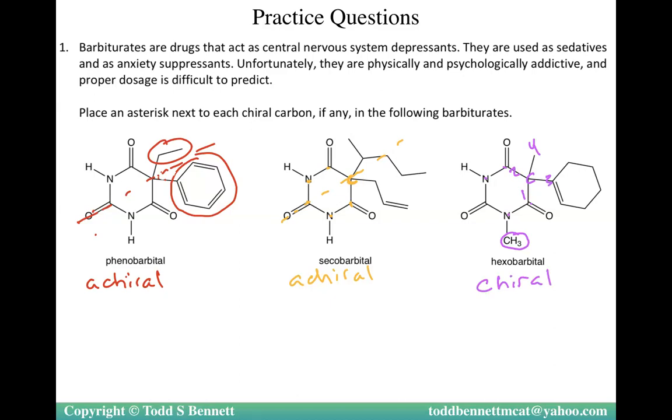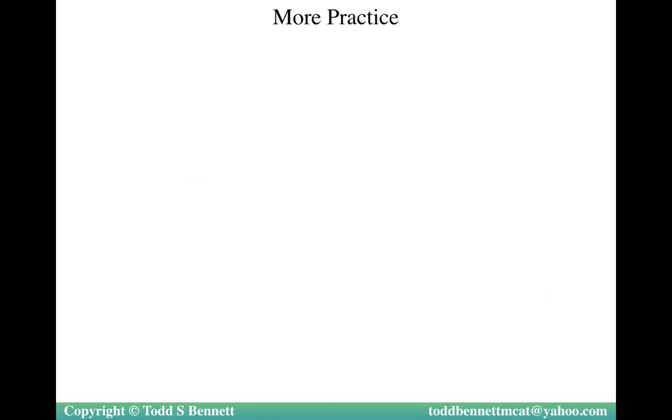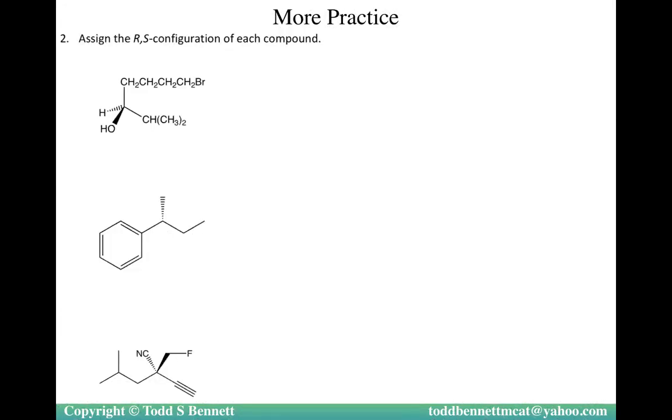Okay, feeling good about this. So a little more practice, because after all, that does make perfect. So assigning R and S, let's go relatively quickly on this first one. 4 and 1, so used to that. Long chain, gets a bromine.